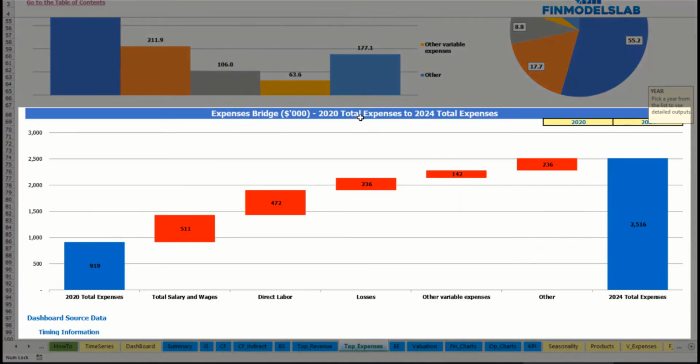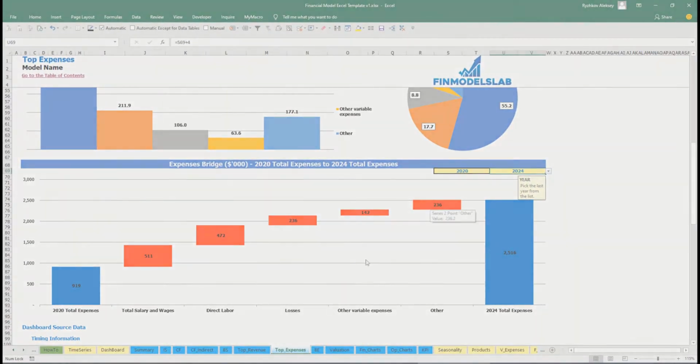On the expenses bridge, you may find the main drivers of expenses growth between these 2 years. These years are also changeable, so you may select the first year and you may select the last year. And you may see that total expenses starting in 2020 will change to total expenses in 2024 by this waterfall.